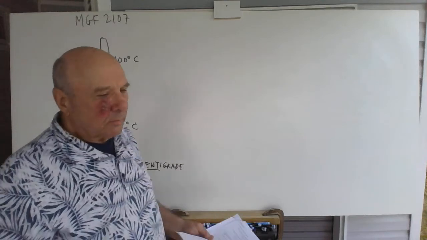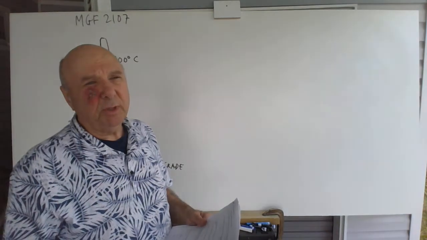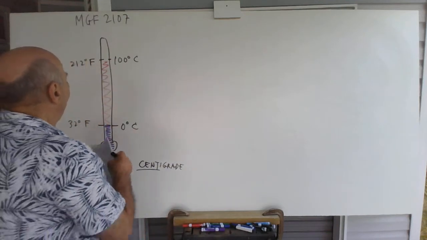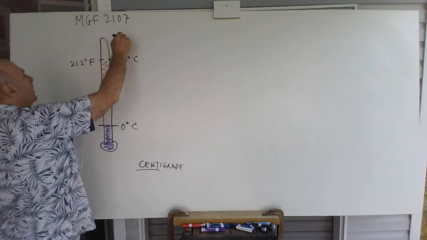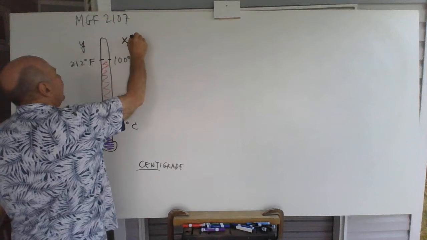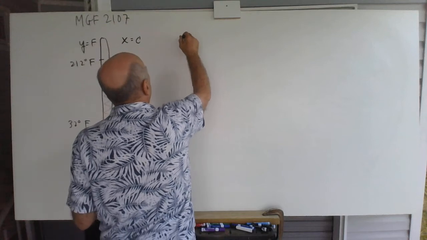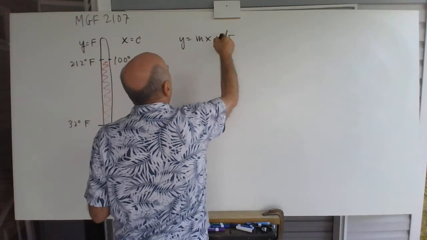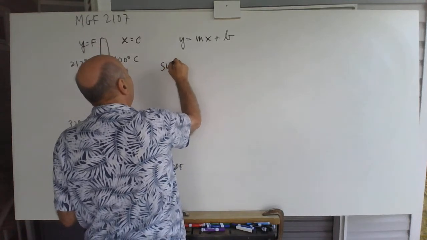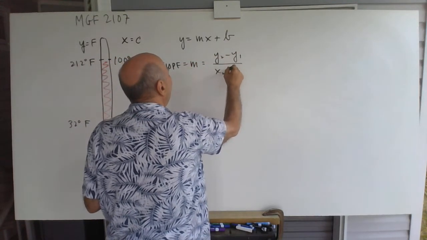So if you remember from the linear equations when you took algebra, we can find the slope because we have 2 points. If we call this x and this y, for instance, so x equals C and y equals F. And you remember the formula: y equals mx plus b. So m, the slope, equals the difference in the y's divided by the difference in the x's.